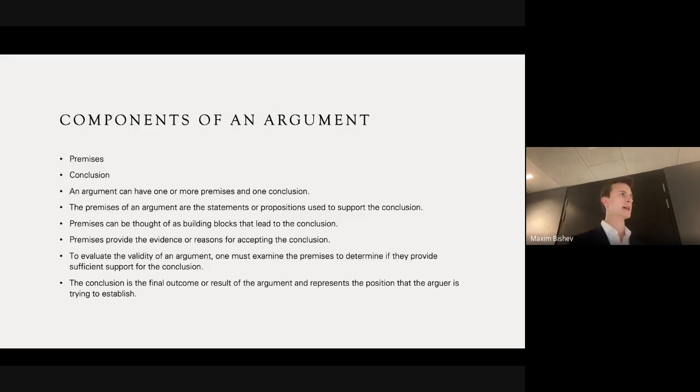You have to ask yourself, is there any possibility where Socrates is not mortal based on those premises? And of course, the conclusion is the final outcome. This might all seem very obvious to you. I'm sure it is, but it will get harder.